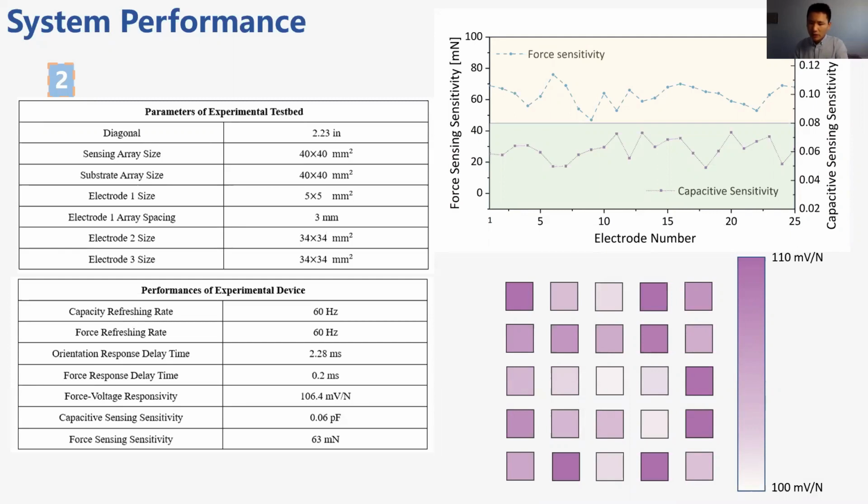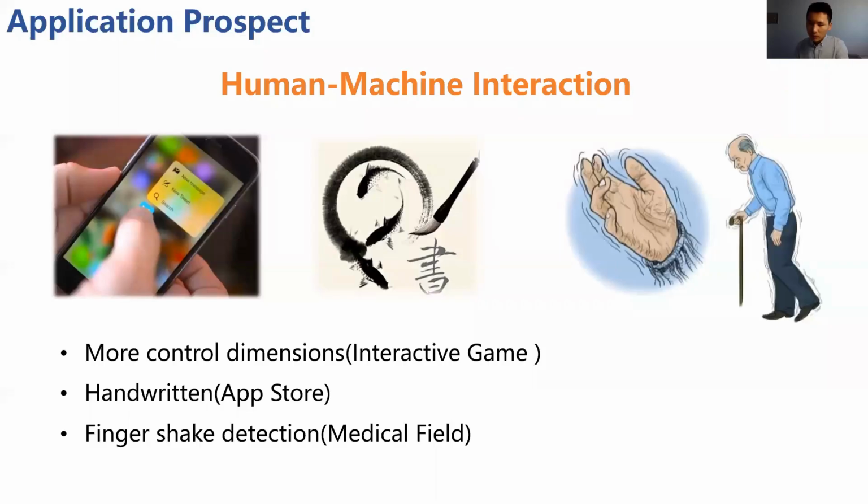The following table is some performance of the system, including capacitance, force sensitivity, and force voltage responsivity. In fact, the parameters of each point are somewhat different. The two figures on the right are the capacitance, force sensitivity, and force voltage responsivity of 25 points. It is obvious that there is a difference between them.